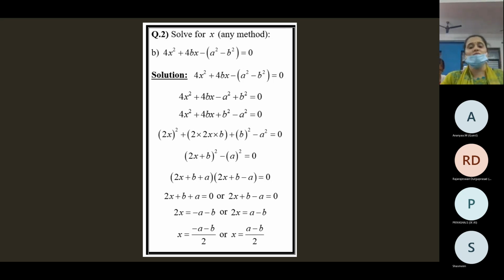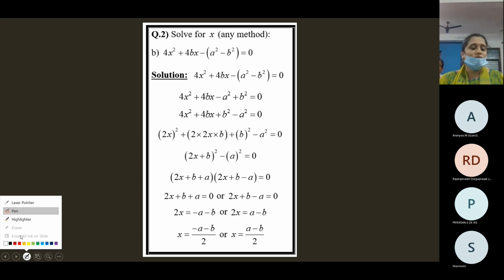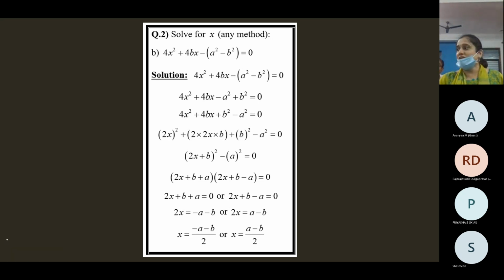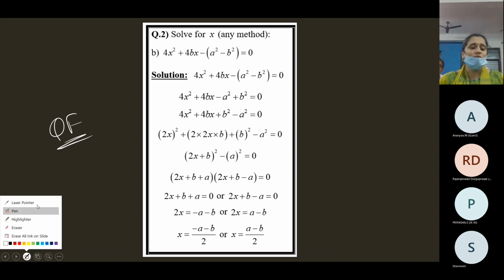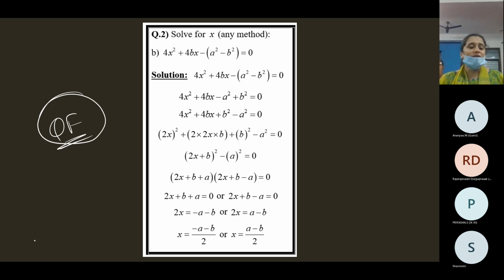So you can always use a quadratic formula. Quadratic formula is, you know, like a lifesaver. Any equation, however complicated it is, you can use a quadratic formula. So if you have a choice to solve for x by any method, use a quadratic formula. Try to split the middle term. If you're getting it, fine. Otherwise, don't spend a lot of time. Use a quadratic formula.